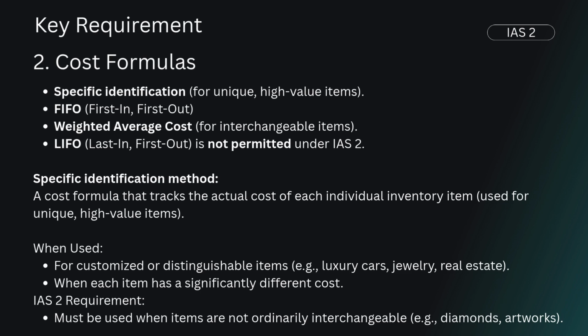A little about the specific identification method. A cost formula that tracks the actual cost of each individual inventory item, used for unique, high-value items. When to use this method? For customized or distinguishable items, for example, luxury cars, jewelry, real estate. When each item has a significantly different cost. We have already learned about the three methods in previous videos.